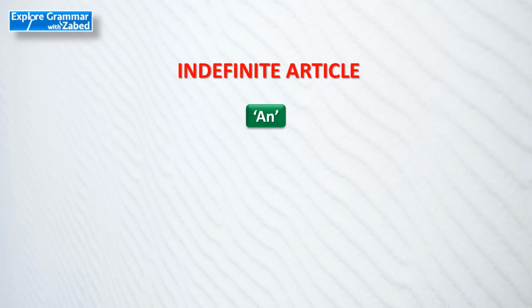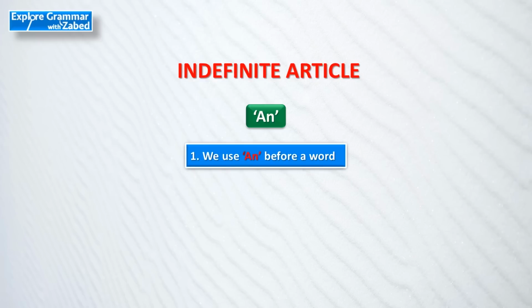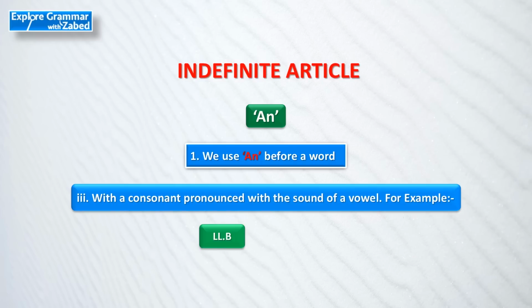We even use indefinite article an before a word starting with a consonant when it is pronounced with the sound of a vowel. For example, LLB. Here, the first letter of the word is an example of consonant, but when it is pronounced, it gives a vowel sound e. For this reason, we say an LLB. Similarly, in case of the word MP, the first letter gives a vowel sound e. That's why we use indefinite article an before the word MP.